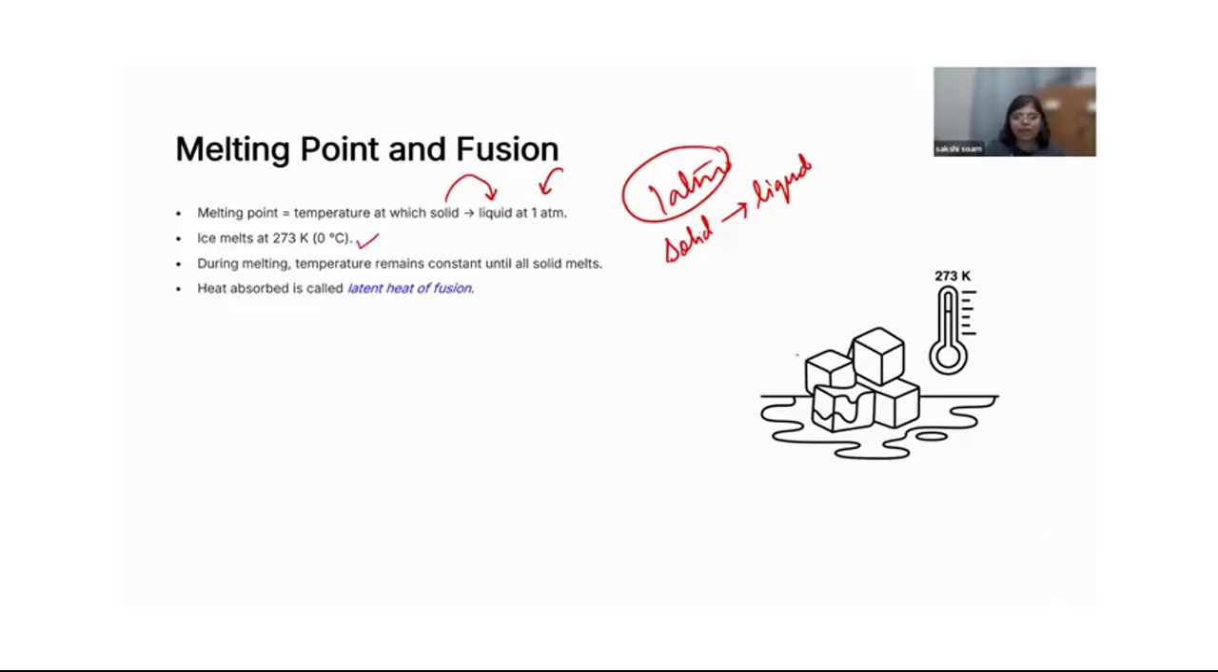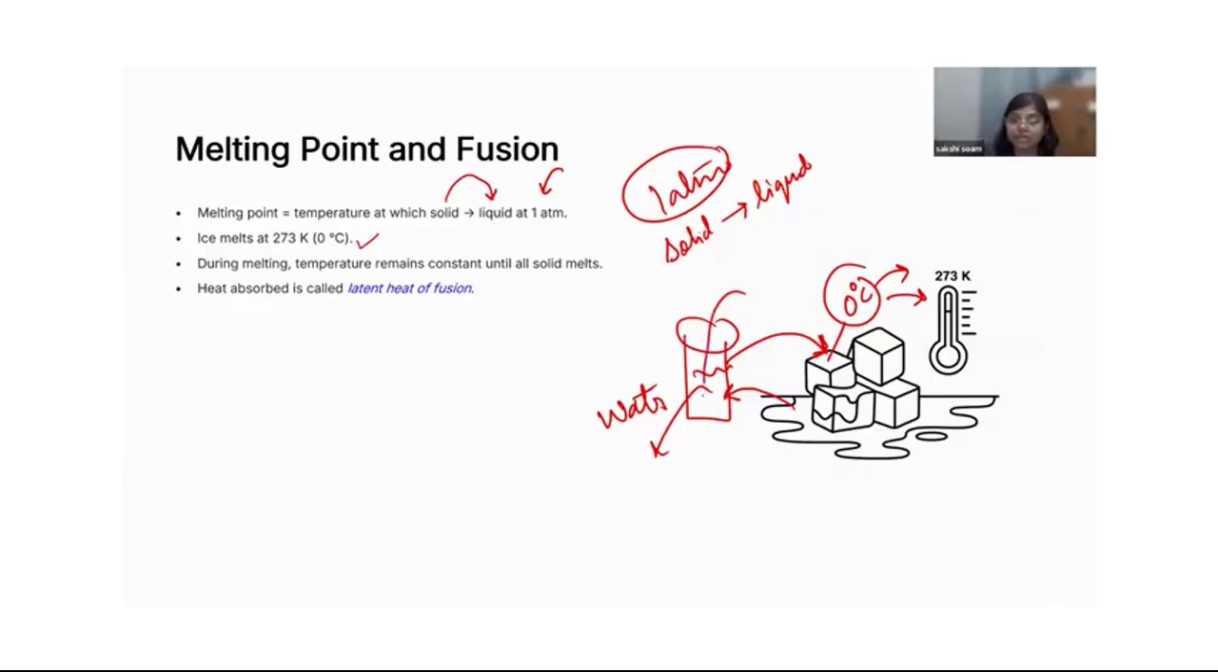For example, if I have ice blocks, and I place a thermometer here, until the entire ice block is converted to water, the temperature will remain constant. Suppose the ice is at 0 degrees Celsius, that is 273 Kelvin. Until it is converted entirely to water at 0 degrees Celsius, the temperature will not rise, even though you are increasing heat. Let me give you an example.